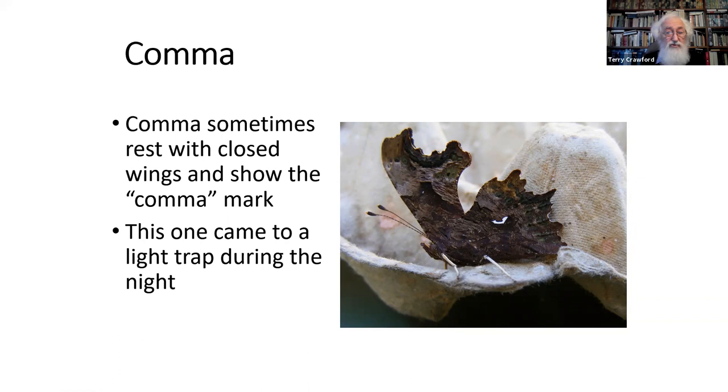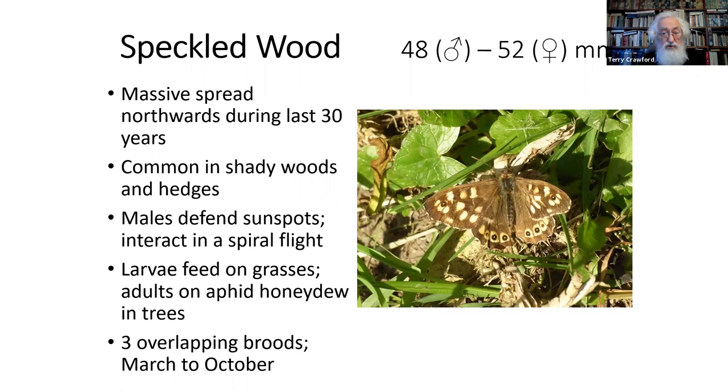Next is the speckled wood, which is also just coming onto the wing now. Go back 30 or so years ago, you wouldn't have seen any speckled woods in Yorkshire. They have spread northwards massively over the last 30 years. It's a butterfly of woodland, but it comes into gardens. You see it in decent hedgerows.